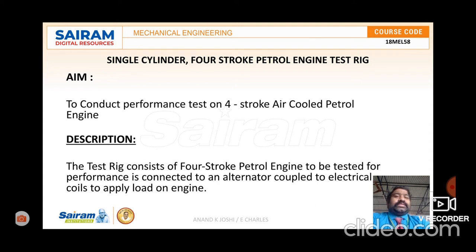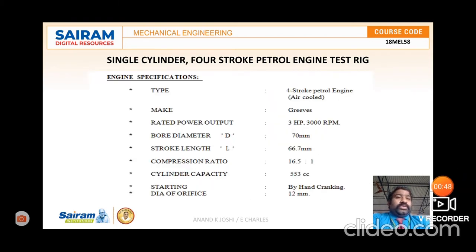And the description of this experiment: the test rig consists of a 4-stroke petrol engine to be tested for performance, connected to the alternator coupled to the electrical coils to apply the load on the engine. So these are the engine specifications which are supplied by the designer.